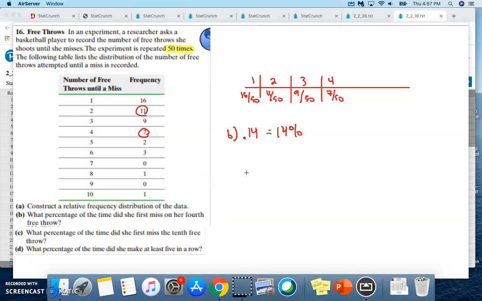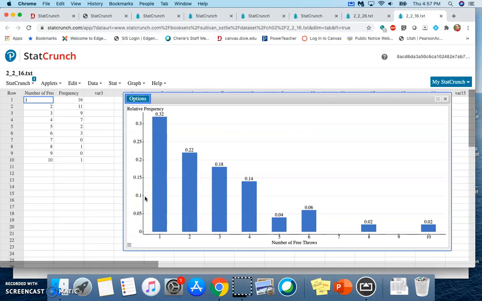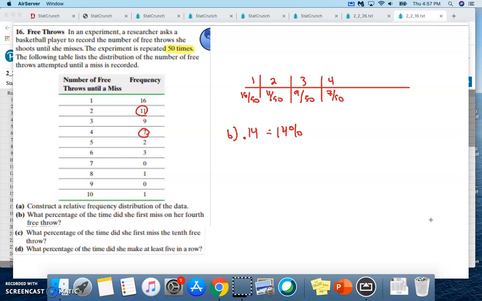So then the next one, part C: what percentage of the time did she miss the 10th free throw? When we look at the 10th, that's 1 out of 50, which is 0.02 or 2% of the time.